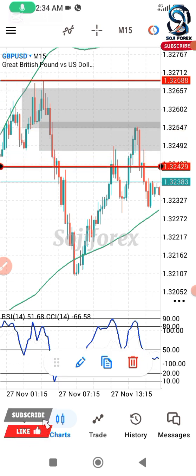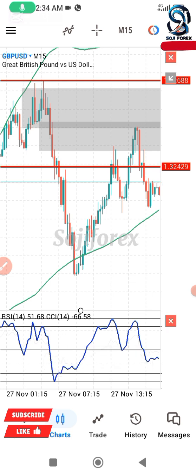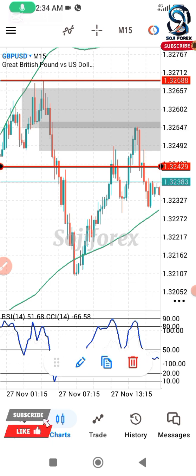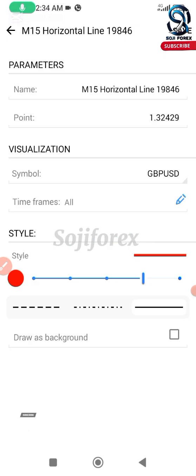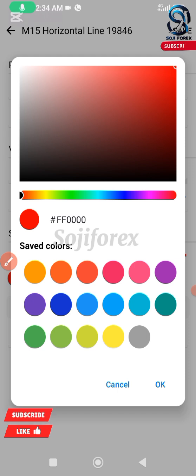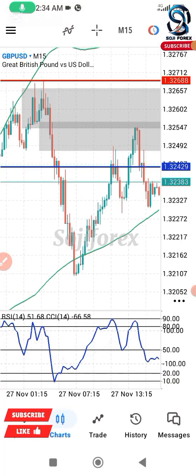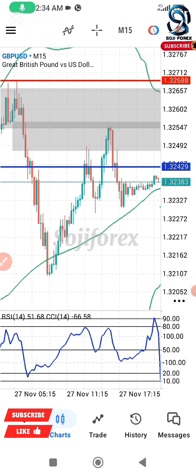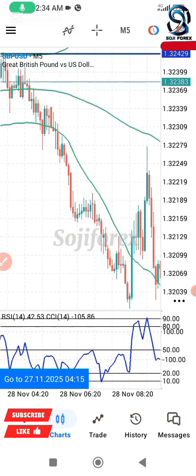So let me change the color of this indicator. Our trade entry, I'm changing the color to blue. So let me change that to blue. Okay, so the blue is our entry and this is our stop loss on the 15-minute time frame. Let's come to 5 minutes and see where lies our entry.